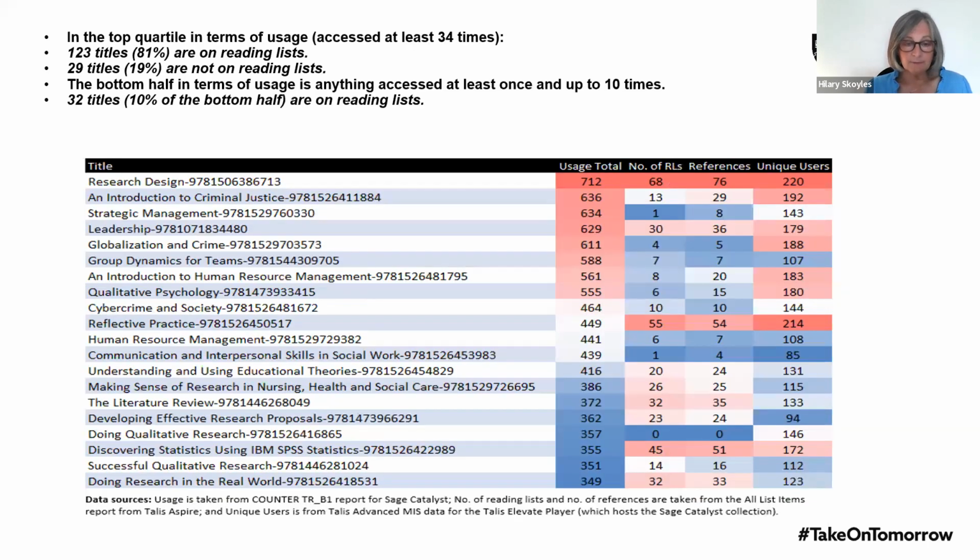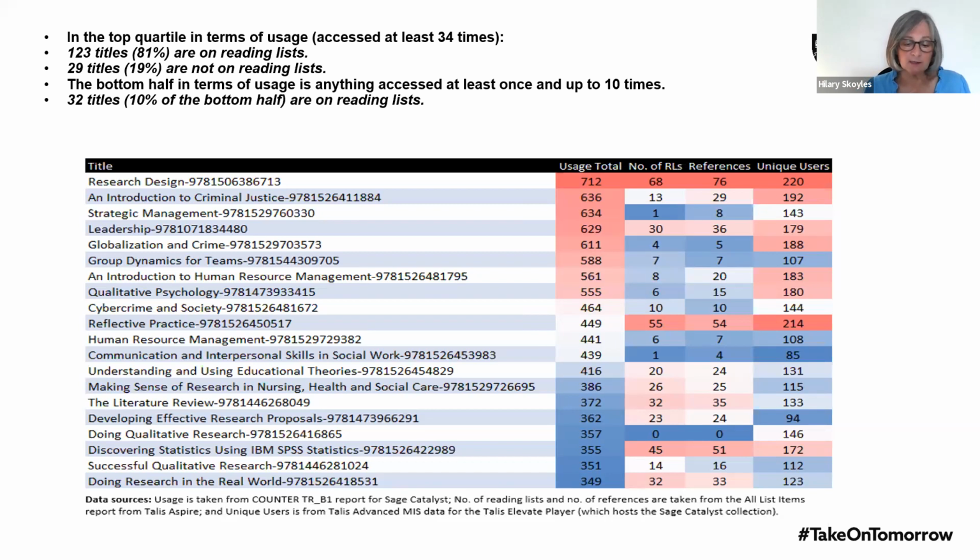The next slide concentrates on usage of the titles. What you are seeing is a small clip from the top quartile showing titles that have been used at least 34 times during the measured period. In the top quartile, 123 titles, or 81%, appear on our reading lists.